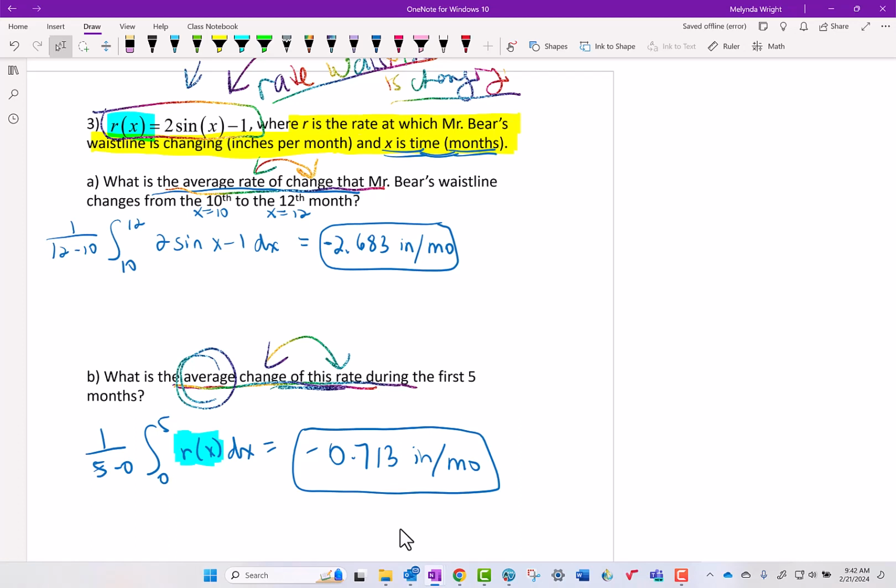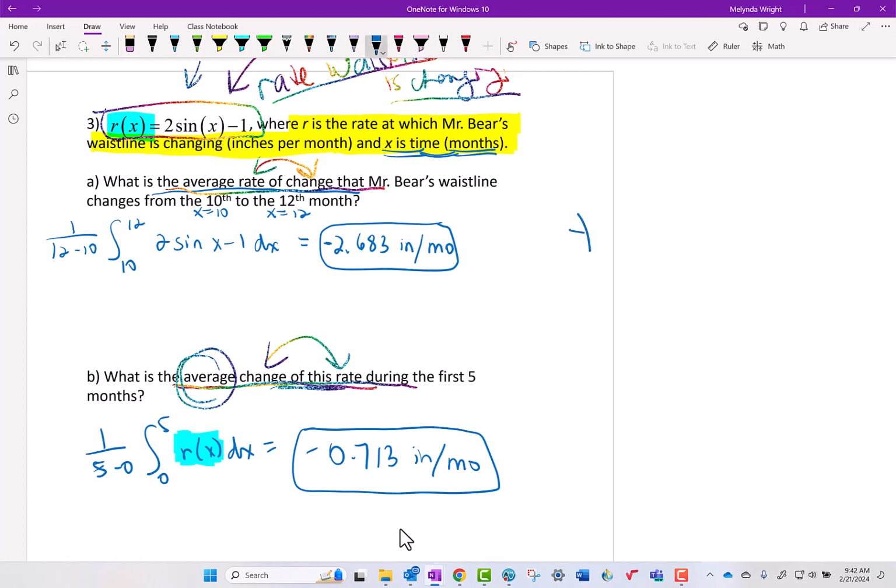What words would they use if they wanted to do f of b minus f of a over b minus a? They would say, what is the average rate at which Mr. Bear's waistline is changing? Those are the words we would need to use for f of b minus f of a over b minus a. You with me? Do we need to write that down?